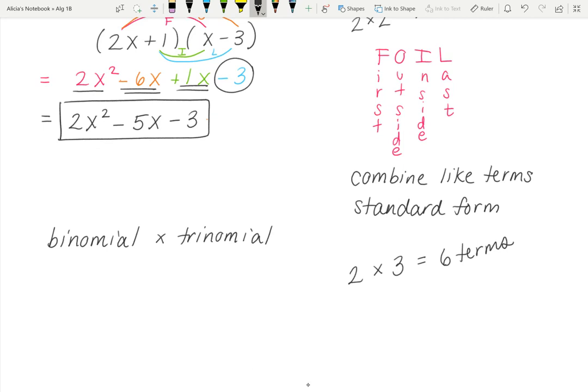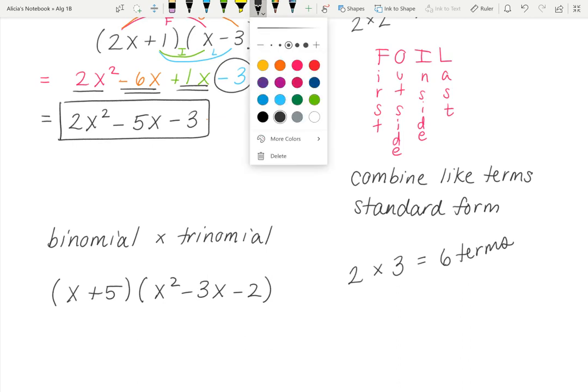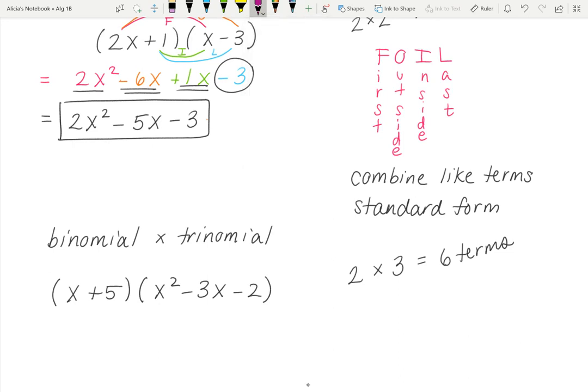An example would be something like x plus 5 times the trinomial x squared minus 3x plus 2. Let's do minus 2, right? Minus 2. Okay, so there we go. The idea when multiplying polynomials here is that you want to make sure that everything in the first polynomial gets multiplied to everything in the second polynomial.